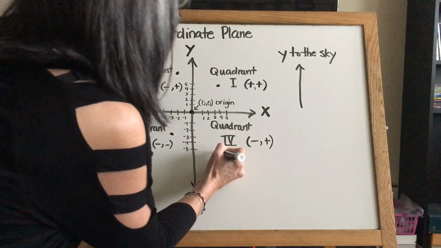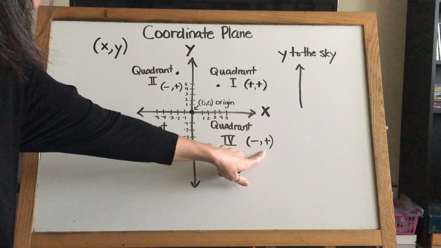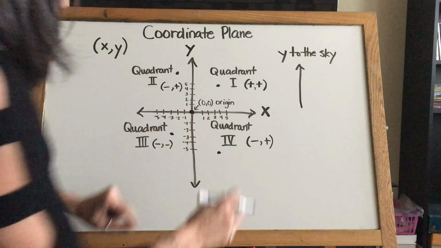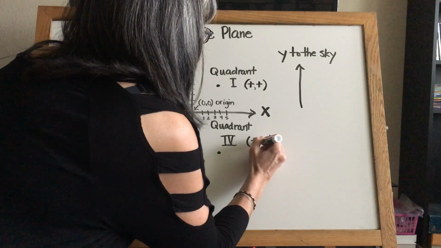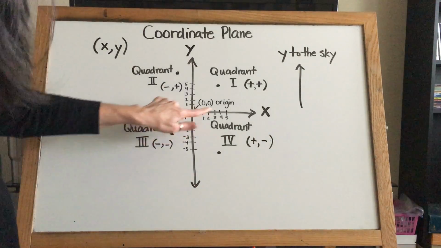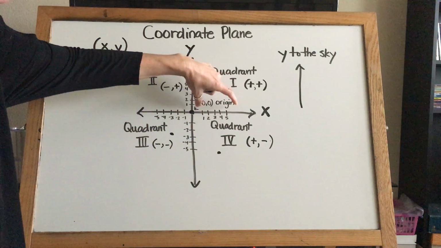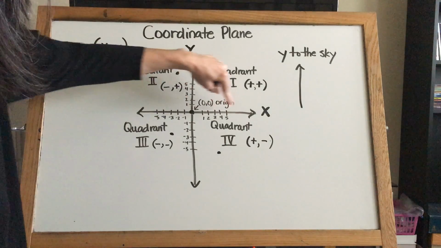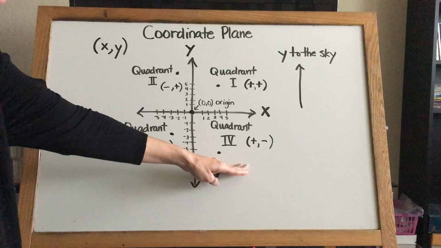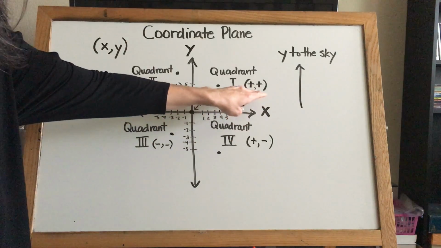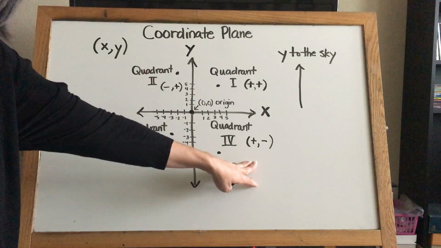If you're in quadrant 4, it's going to be positive, negative. You're going to go on your x positive, because you have to travel on your x before you travel on your y. So your x is going to be positive, but your y is going to be negative because you're coming down, okay? So you're going to have double positive, negative positive, negative negative, positive negative, okay?